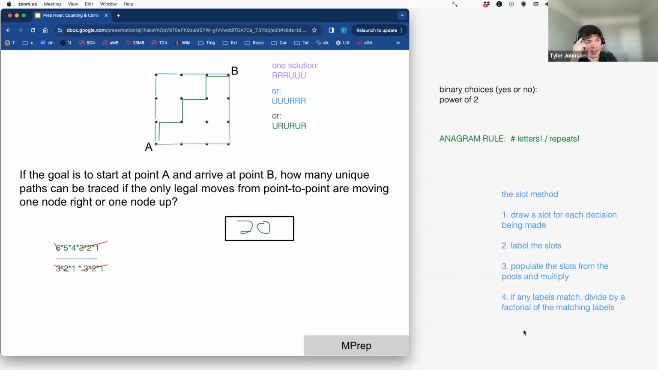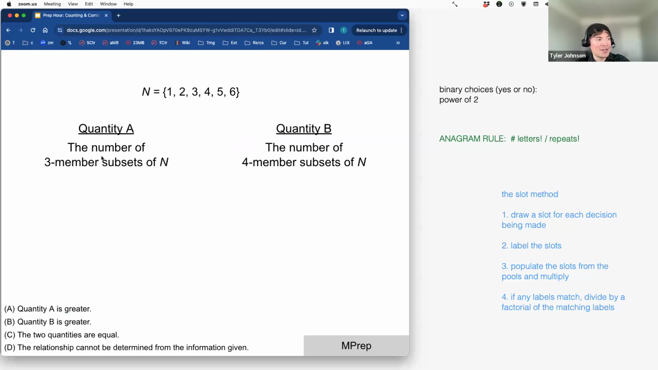One other piece of logic. This next problem involves something called a subset. A subset just means you can't have any repeated values. Every item must be unique. Try it out.